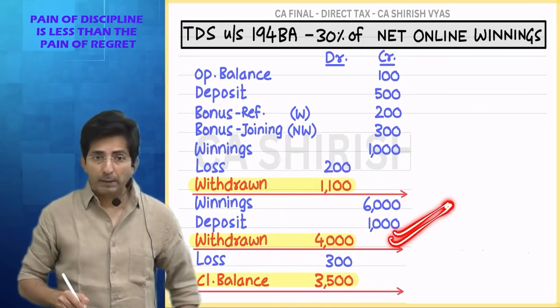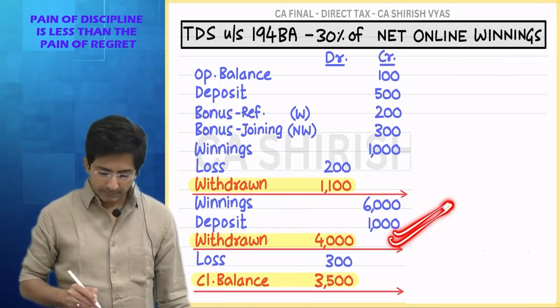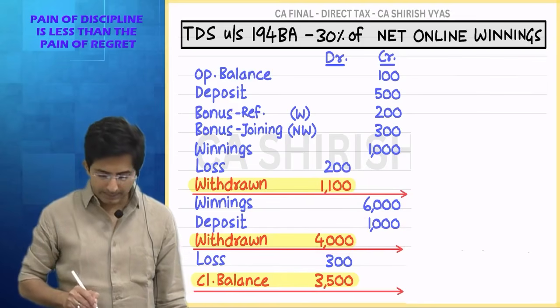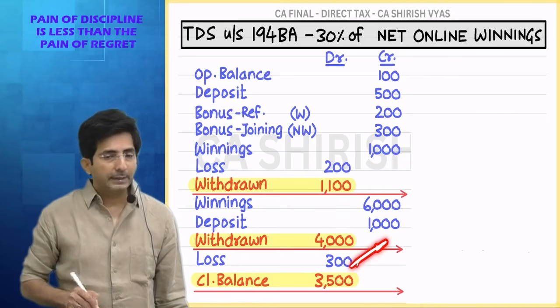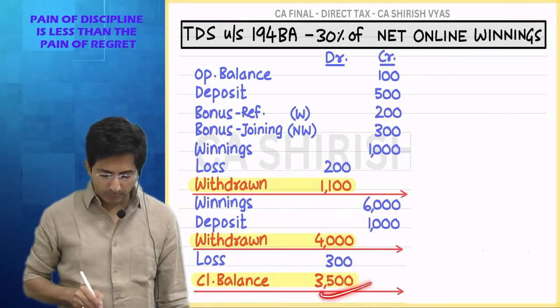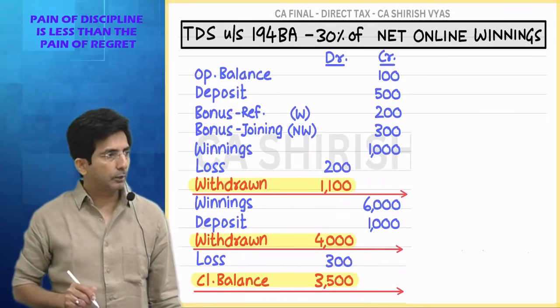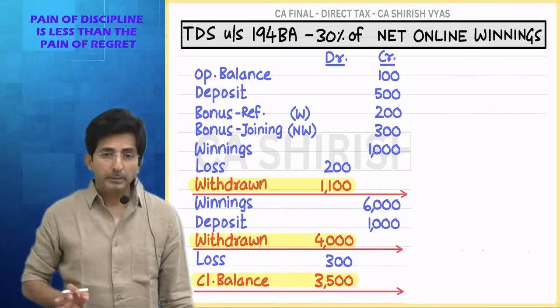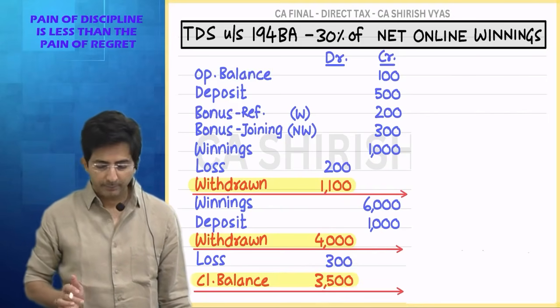I want to play more. Deposited 1000. And then I withdrew 4000. Then I lost 300. And this way the year got over. And at the end, what is the balance in my account? 3500. Okay. Now tell me how TDS will operate.